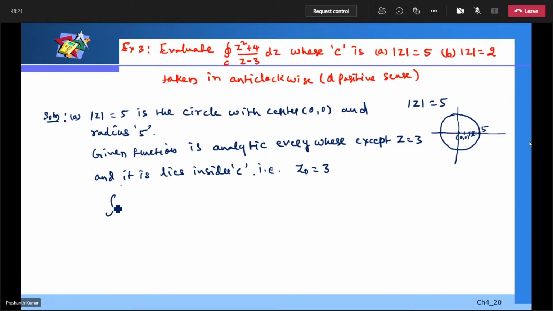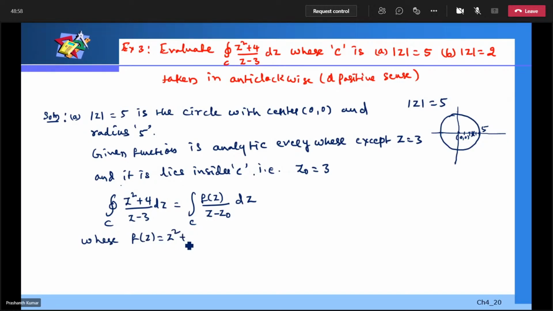Therefore, the integral over C of z square plus 4 by z minus 3 dz, I will write as the integral over C of f of z by z minus z naught dz, where f of z is z square plus 4, z naught is 3, and C is mod z equal to 5.